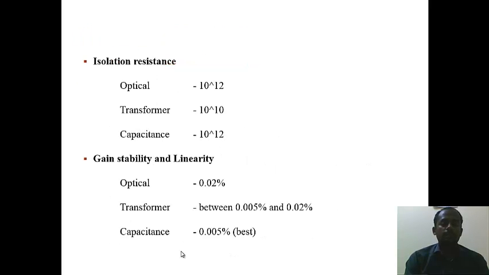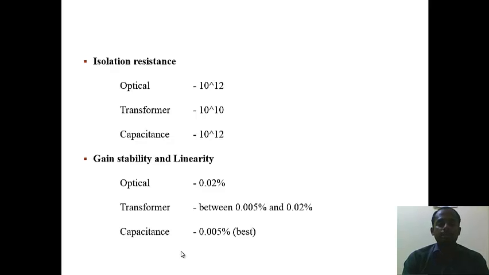Then isolation resistances. Optical produces 10⁻12 resistance. Transformer 10⁻10. Obviously, since it isolates by using magnetic flux, there will be a limitation on its ohmic resistance.